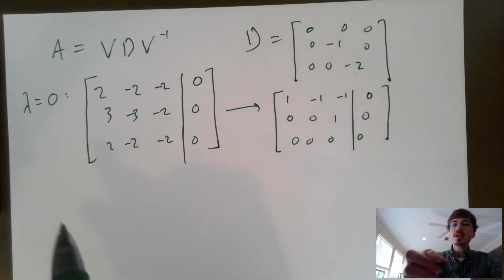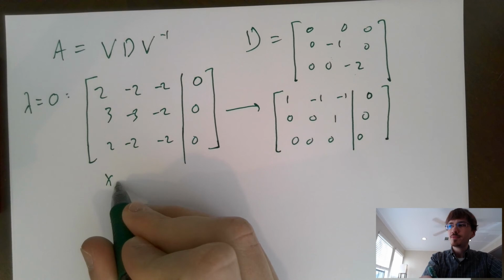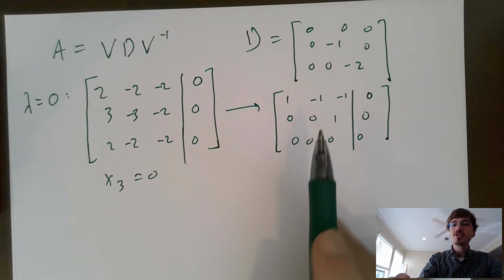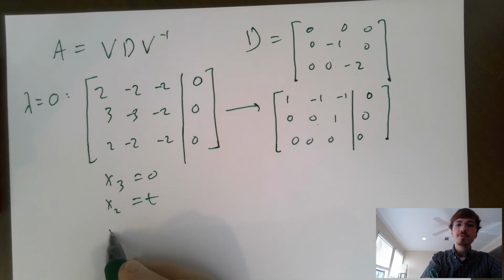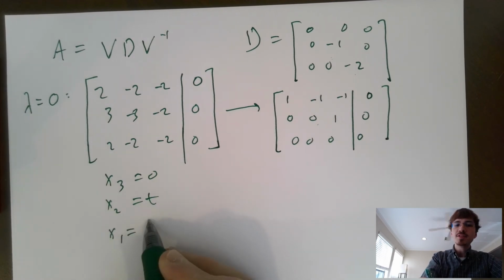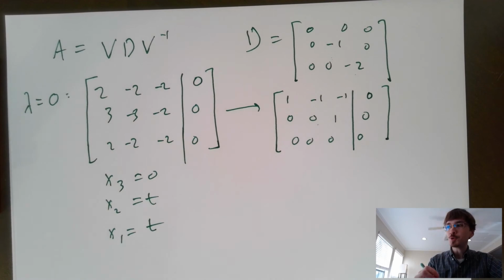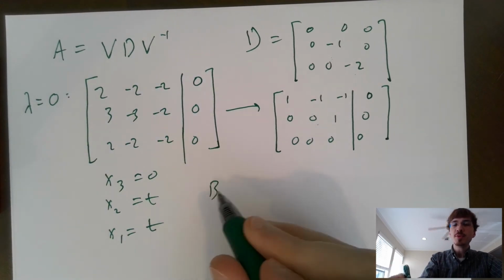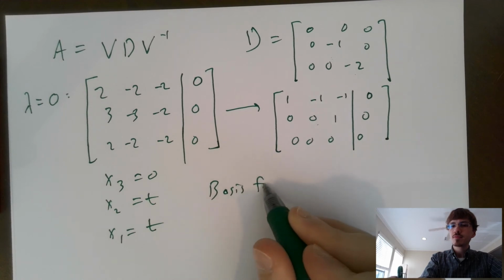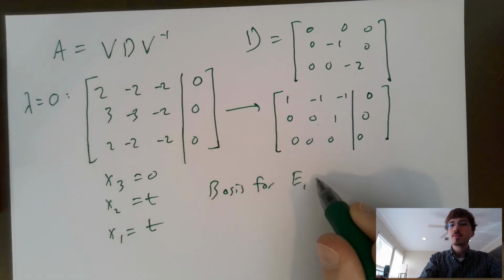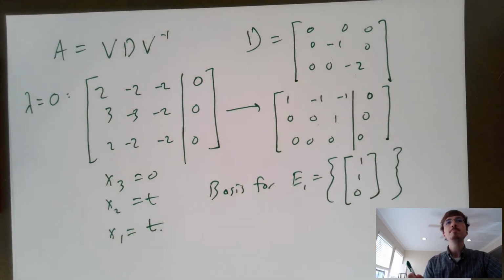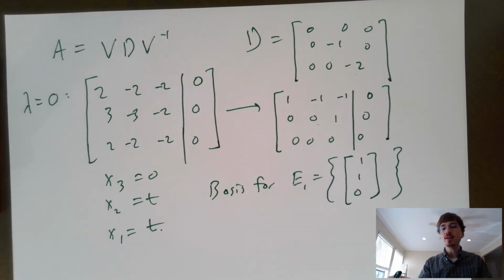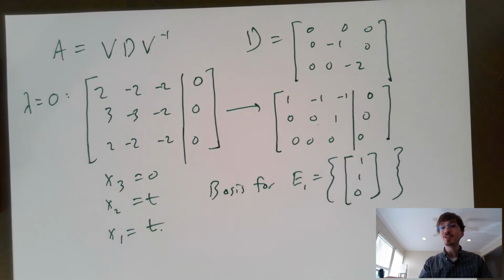Here I see that x3 has to be 0. I see that x2 has to be free. And I know that x1 looks like it has to be the same as x2. So what's a basis for my eigenspace? It's just the set with the vector 1, 1, 0. So here is one of my eigenvectors. Let's find 2 more.